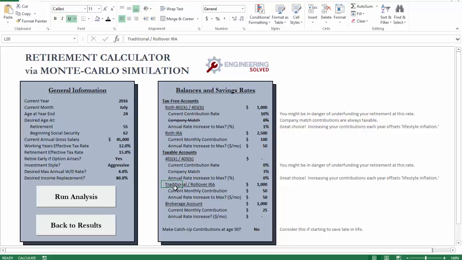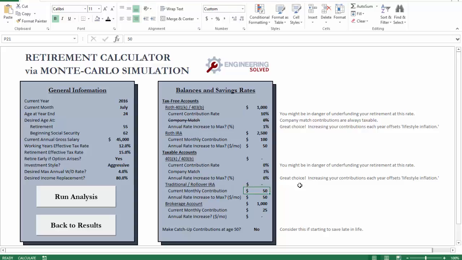Okay, so now your balance for your traditional IRA or a rollover IRA, if you've been in multiple jobs, say you're mid-career, you worked a few places, you had taxable 401ks elsewhere that you've rolled over into a traditional or rollover IRA, then you could put that balance here. But you're starting out, you don't have that yet. Let's put that at 0.